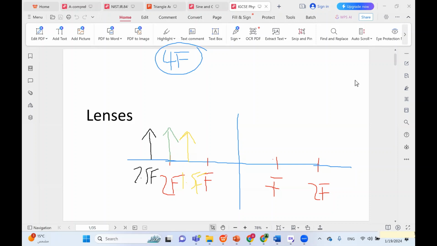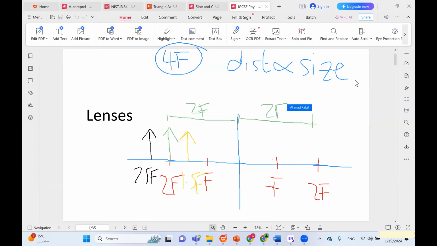Now, one other thing you need to be aware of is that the distance is proportional to the size. And this will help us determine the size of each image. So let's start with the object that was at 2f, the green object. So the distance here is 2f. So the distance on the other side is going to be 2f as well, because the total is 4f. So 4 minus 2 is basically 2. And since they both have the same distance, they're going to both have the same size as well. So the green has the same size as the original.